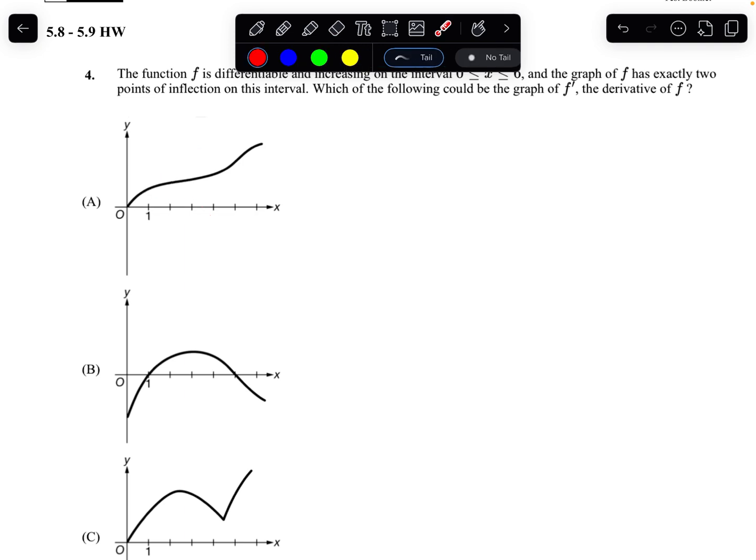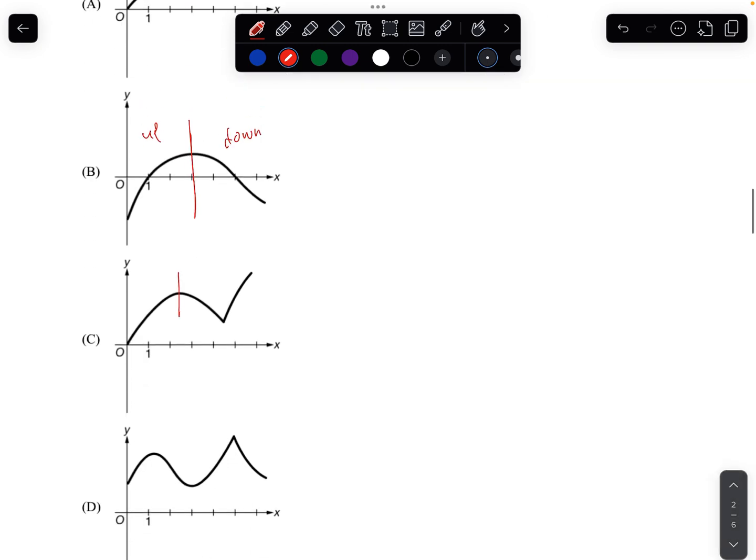So if this is f prime, because this is only increasing, and if f prime is only increasing, that means f is always concave up. Here f prime is increasing and then decreasing, so f is going to be concave up and then concave down. This is just concave up for the graph of f. So the graph of f is going to be concave up, concave down, then concave up, which would give us 2 points of inflection.